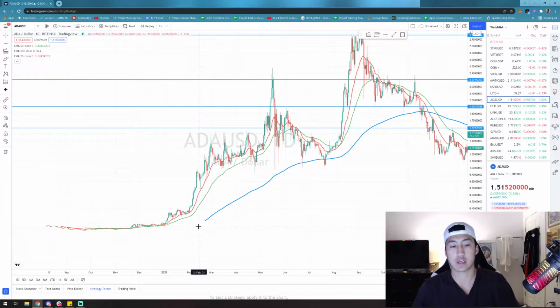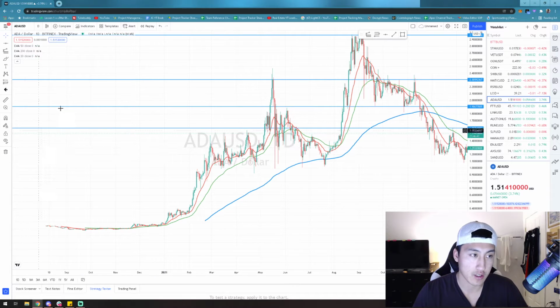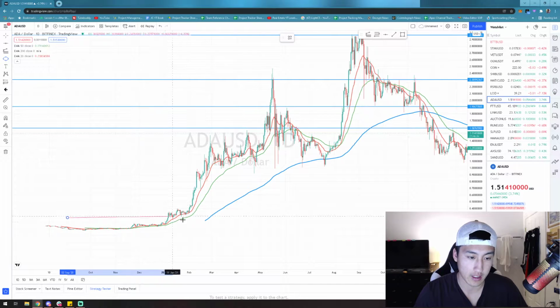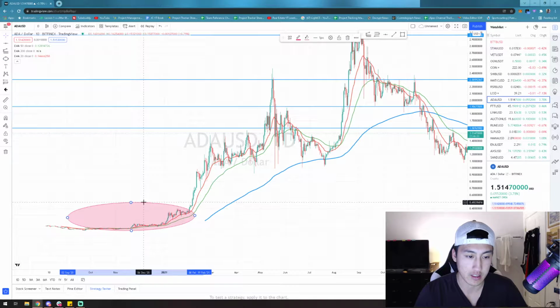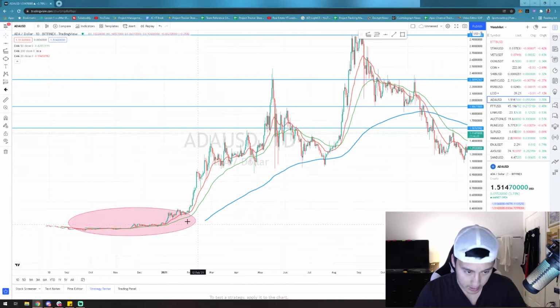Accumulation is less risky just because it's really cheap at that price range. This is where a lot of investors want to put in money during the accumulation phase because it's low risk, high reward. So let me draw a circle. All right, this is the accumulation phase. I'm going to show you more of what the accumulation phase looks like. This is the accumulation phase.